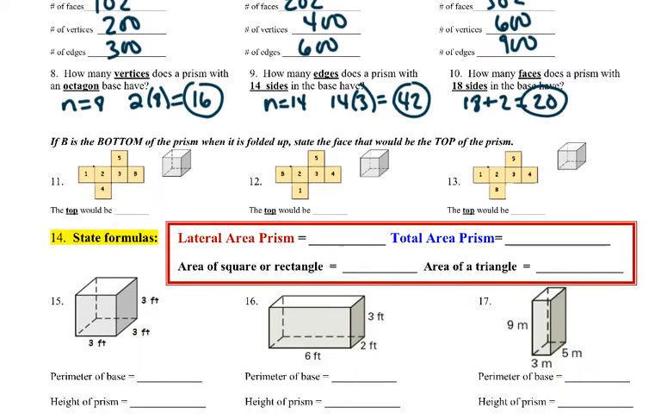Here, if the bottom is B, we're going to skip 1, and then the top here would be 2. If the bottom is here, you skip 1, and the top is 3. And here it's a little bit tricky, but if the bottom is B, the top is 5.